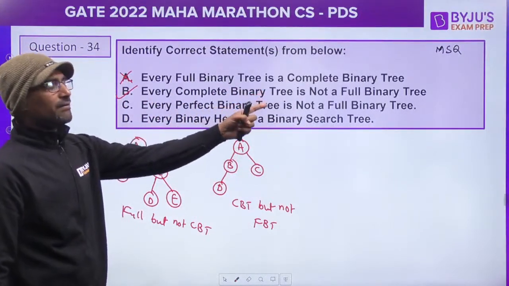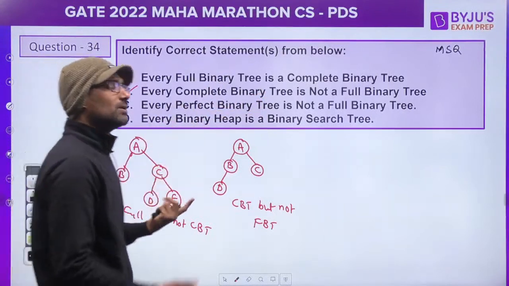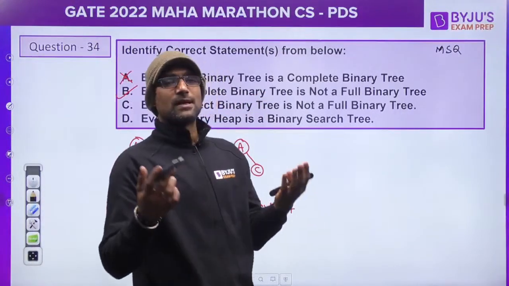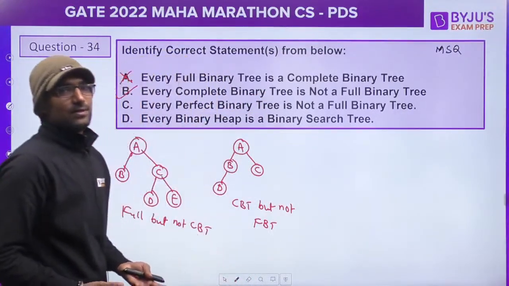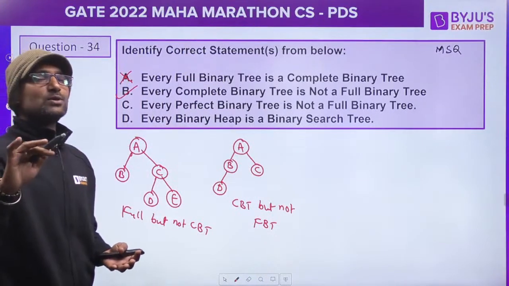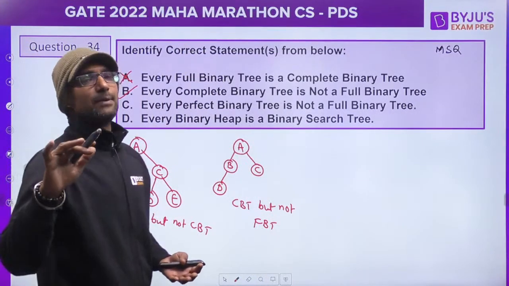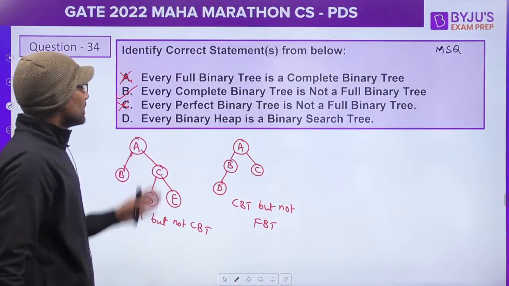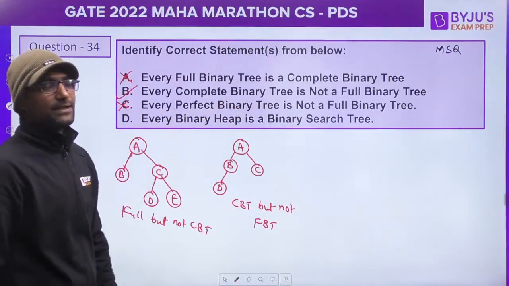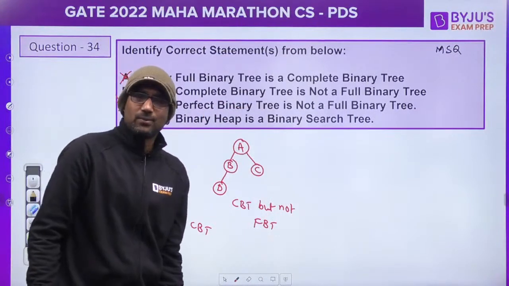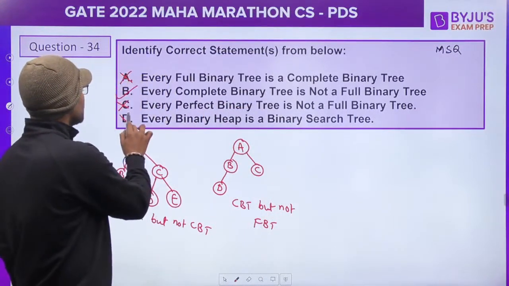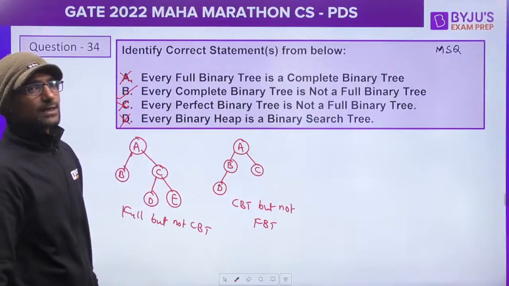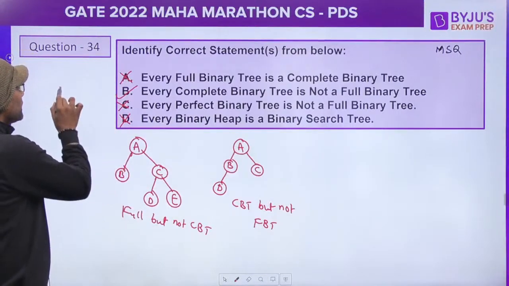Every perfect binary tree is not full. No. A perfect binary tree is always a full binary tree with all the leaves at the same level. So it is false. Every binary heap is a binary search tree. Is it required? No. So what is the correct answer? Only option B.